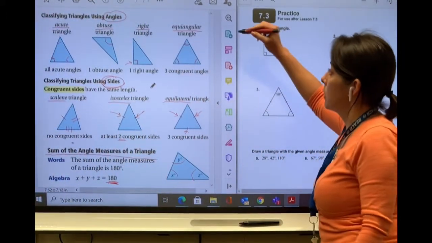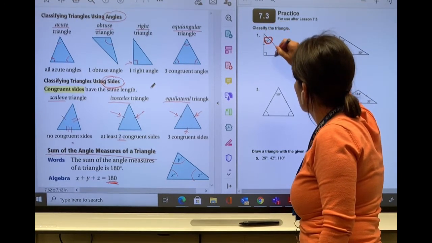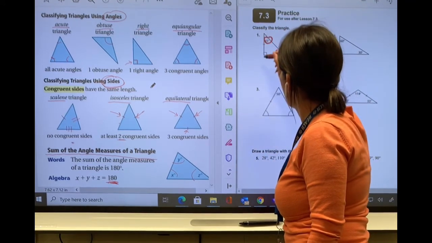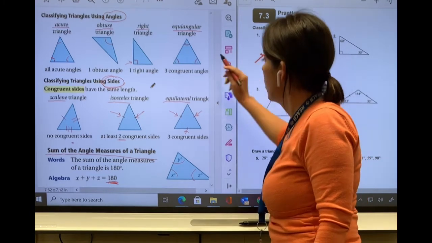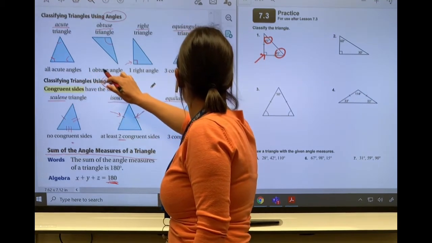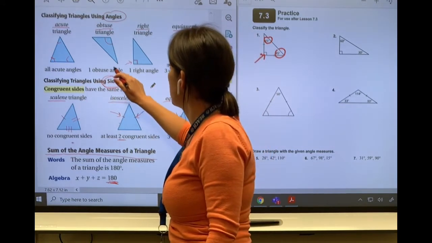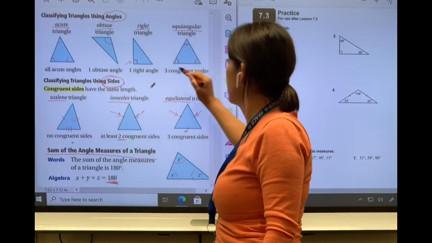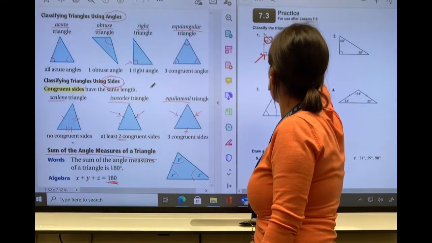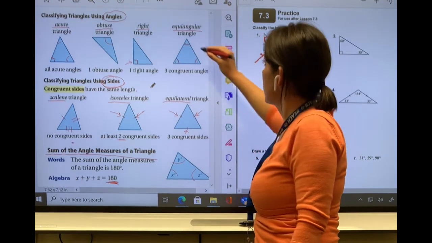Okay, so first thing I'm going to do is look at the angles. I can see that I have 45 degrees and 45 degrees. So I know I have two angles that are the same, and I have one angle that's 90 degrees. So I'm going to come over to my list. Is this all acute? No, because I have 90, so one of them is not less than 90. One obtuse? I don't have anything bigger than 90, so that one's not true. One right angle? I do have one right angle. So this first part is going to be called a right. So that's our angle classification.